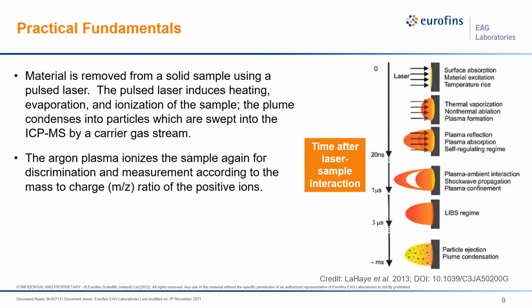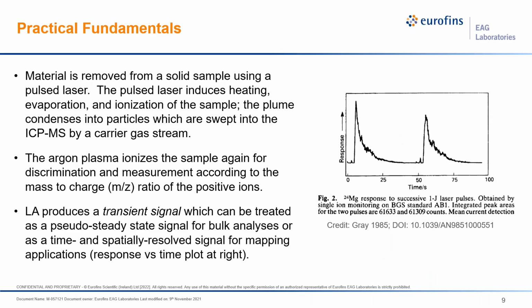The argon plasma in the ICP torch ionizes the sample again for discrimination and measurement according to the mass-to-charge ratio of the positive ions. Now, laser ablation produces a transient signal, which can be treated as either a pseudo-steady-state signal for bulk analysis or as a time and spatially resolved signal for mapping applications.